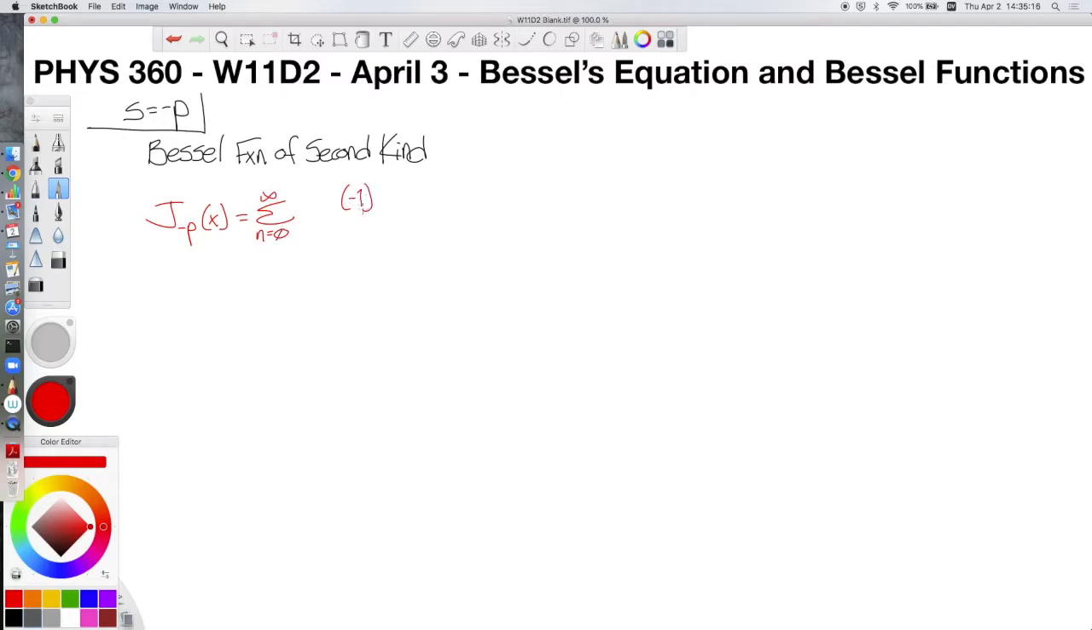times the same negative 1 to the n in the numerator, and in our denominator, our first gamma function is still n plus 1, but our second gamma function is n plus 1 minus p rather than n plus 1 plus p. And we still have our x over 2 to some power, but now that power is 2n minus p rather than 2n plus p.